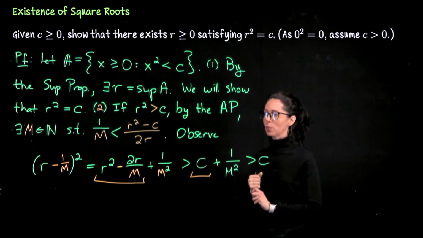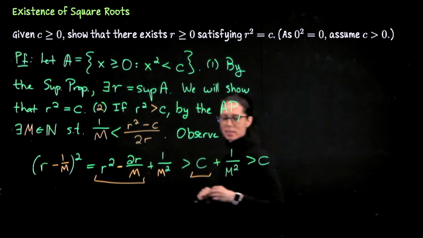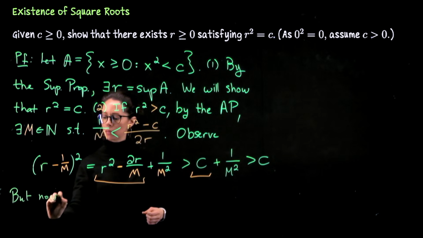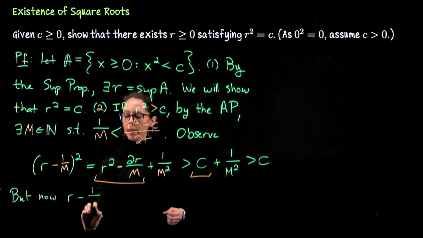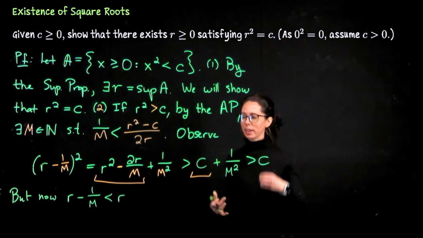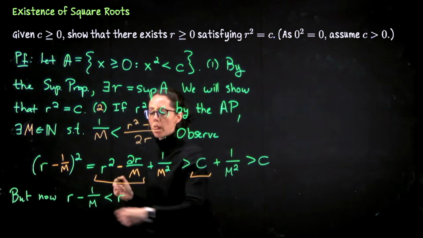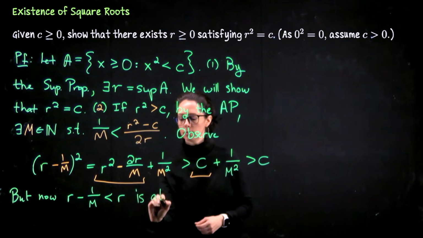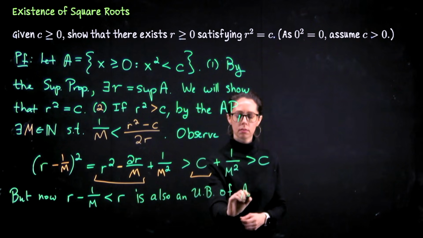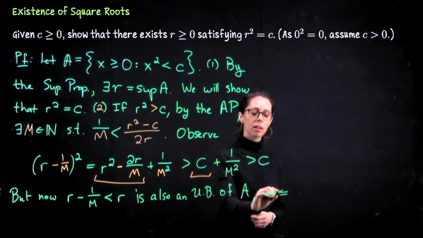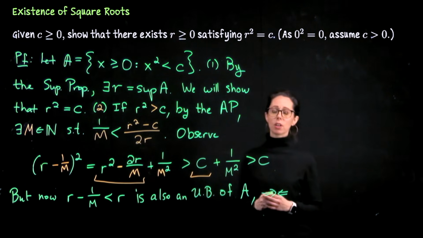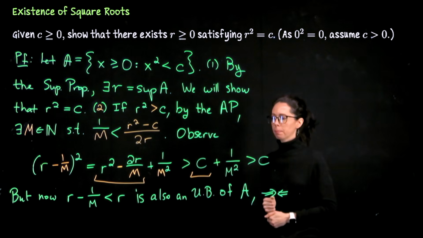All right, to wrap this up, let's just add one more sentence telling the reader what the contradiction is. But now, r minus 1 over m, less than r, the supremum of the set A. This number on the left is also an upper bound. And that makes no sense at all, because r is supposed to be the least upper bound. There shouldn't be any number to the left which is also an upper bound, but we found one.